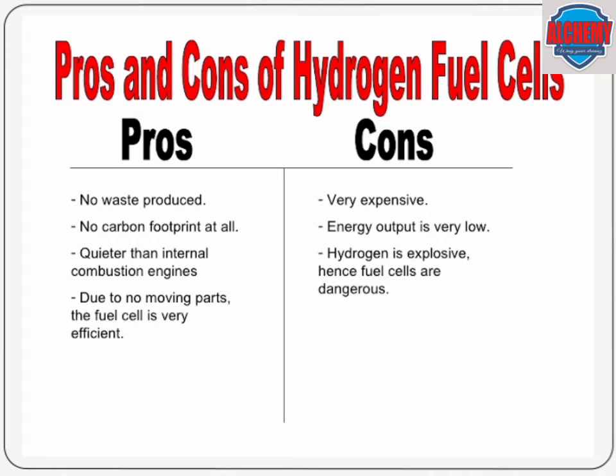Next, we will discuss the pros and cons of the hydrogen-oxygen fuel cell. The pros are no waste is produced. We know that the byproduct of a hydrogen-oxygen fuel cell is water, and water does not cause any pollution and is helpful to us. No carbon footprint at all. It is quieter than internal combustion engines. Due to no moving parts, the fuel cell is very efficient.